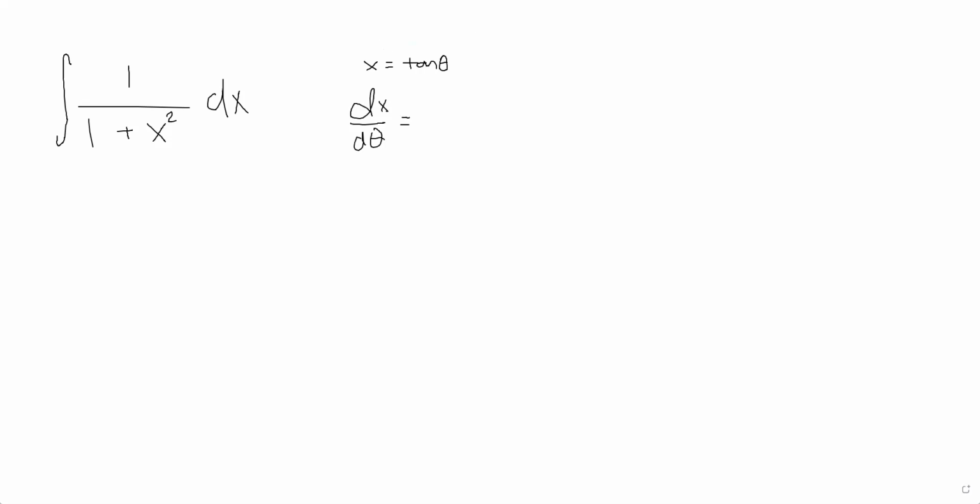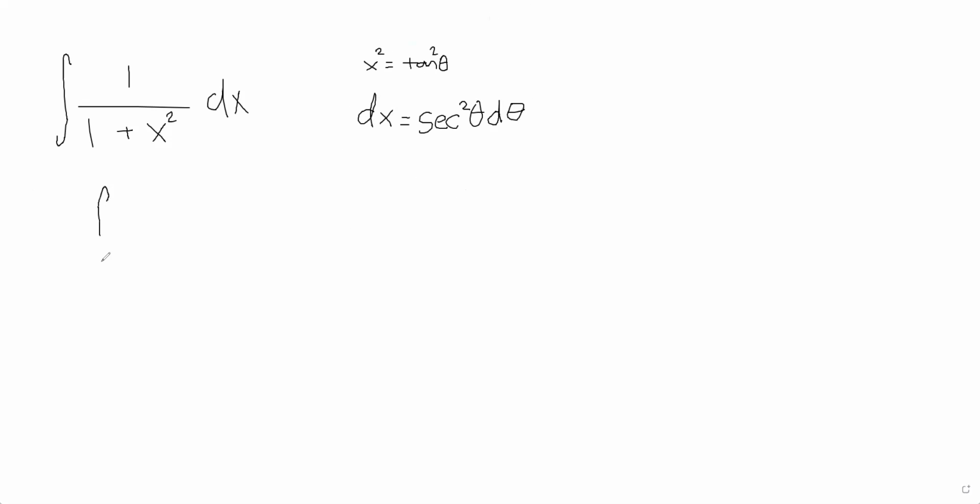The derivative of tangent is secant squared of theta. So then we want to do what we do with the u substitution. We're going to multiply both sides by the other differential. So we get secant squared theta d theta is equal to dx. So now let's substitute everything in.